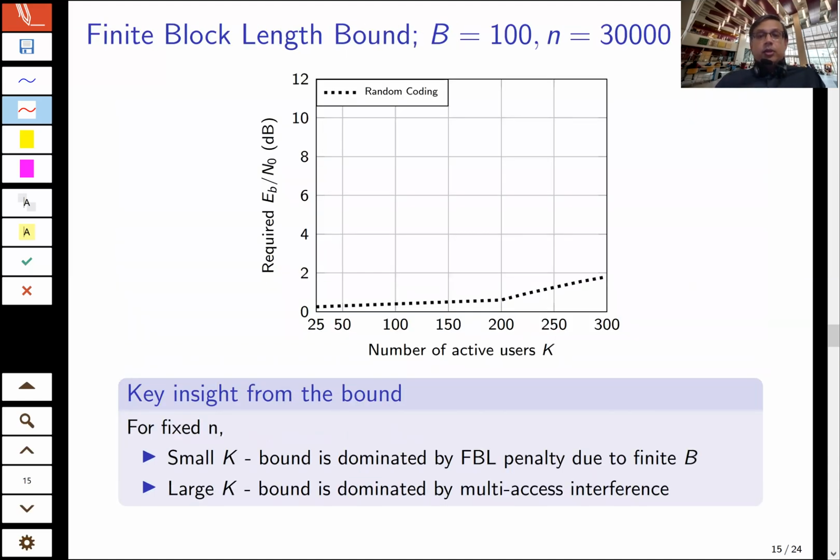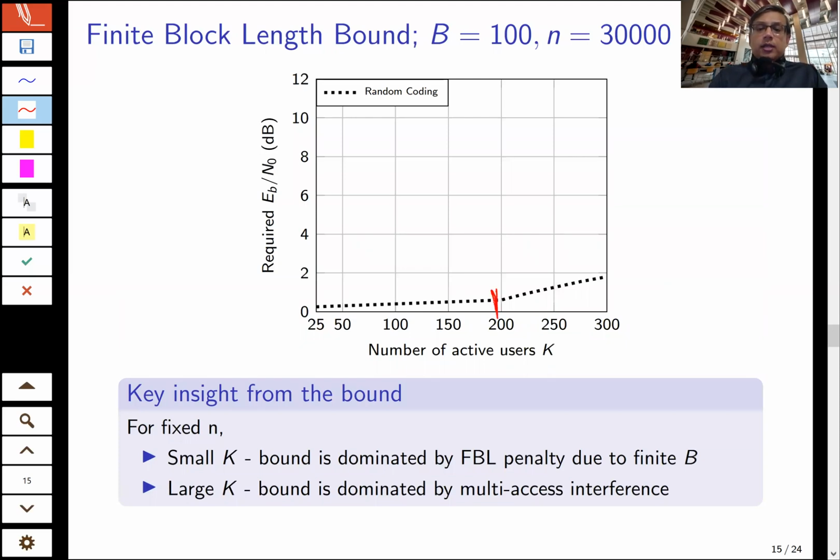And to give you some visual insight into this bound, you plot the required signal to noise ratio that you need to achieve a target probability of error. I think here we fixed the probability of error to be like 5%. And then you see how the required signal to noise ratio grows with the number of active users. You get some plot like this.